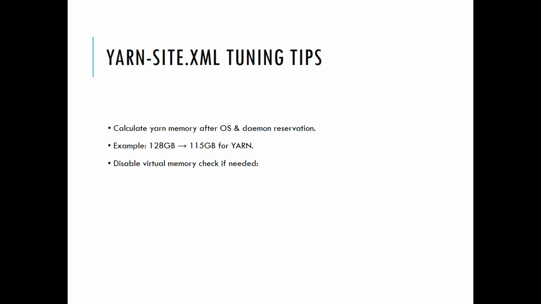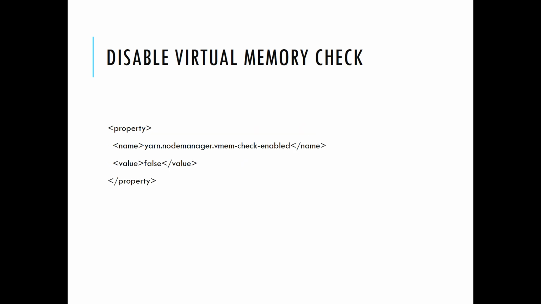If your workloads require, consider disabling the virtual memory check using the property yarn.nodemanager.vmem-check-enabled and setting its value to false. This is particularly useful for memory-intensive applications that might otherwise be rejected. Here are the best practices and performance tuning recommendations.